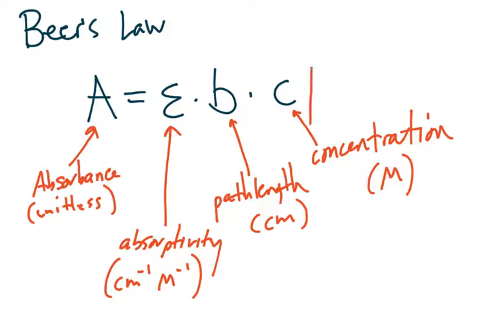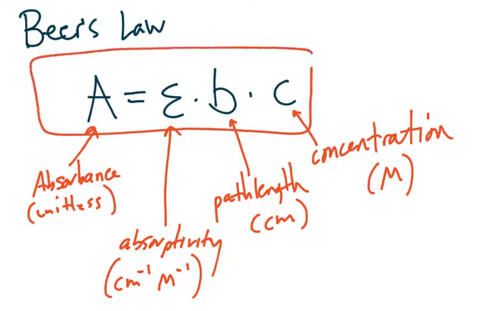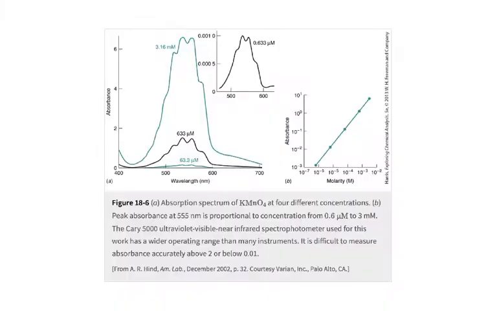Okay, so this is the all-important equation, and absorptivity will depend on, again, the species and the temperature that you're at. Those are the kinds of things that you would look up in a table. So here's figure 18.6 from our textbook, and it shows the absorption spectrum of potassium permanganate at 4 different concentrations.